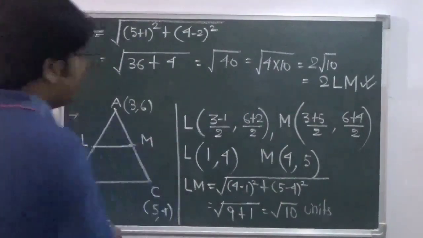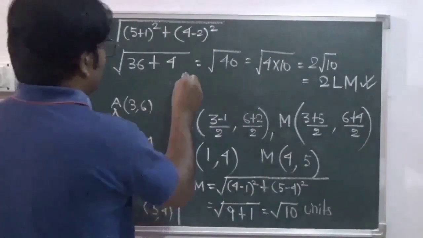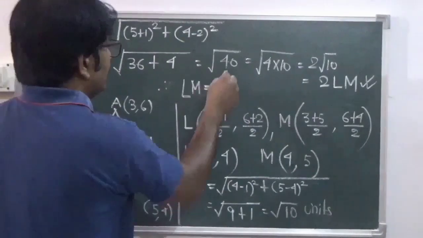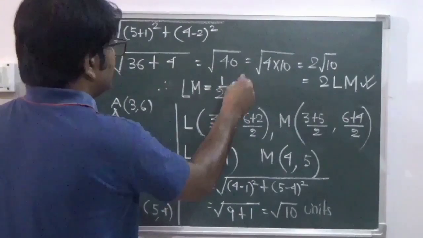So we will write, therefore LM equals half of BC.